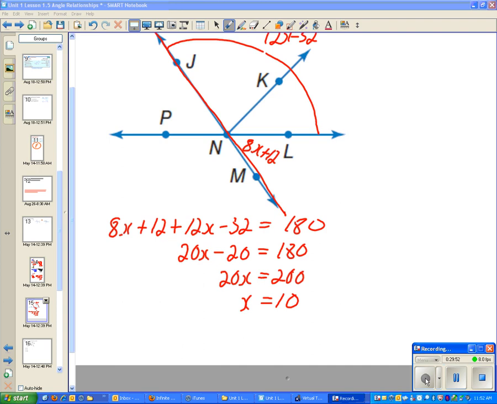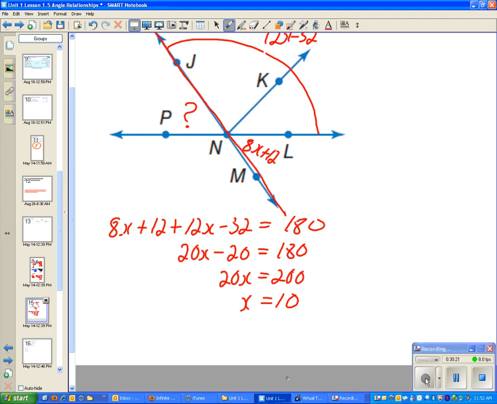Now, we got to do a little thinking here. Help me think this through. They ask us for the measure of angle JNP, which is this one over here. They don't give us an expression for that one. What expression can I use for the measure of angle JNP? Which one? 8x plus 12.